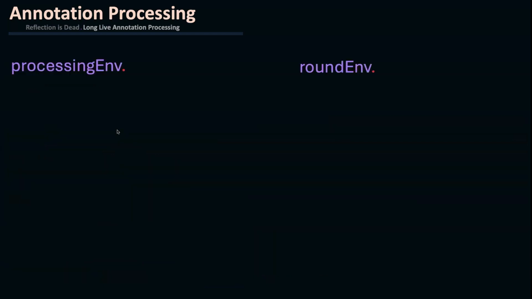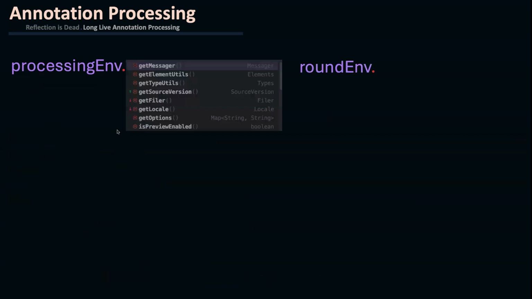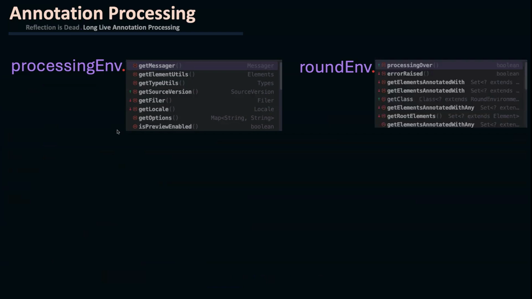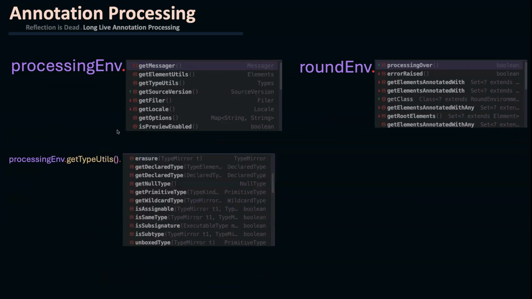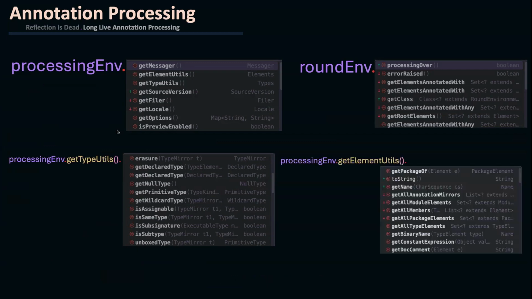What you can find in the processing and rounding environment are some very good utility methods for elements and types, or for root elements and elements that are annotated with some annotation. For instance, TypeUtils can give information about primitive types, and make comparisons whether one class is a subclass of another one. And ElementUtils can give you some information about packages and members inside a class. So you can have pretty much almost everything that you have in runtime reflection during the compilation phase.